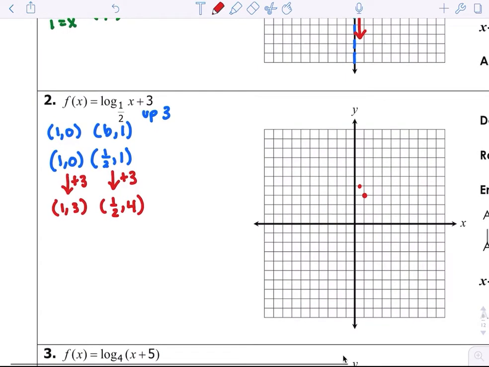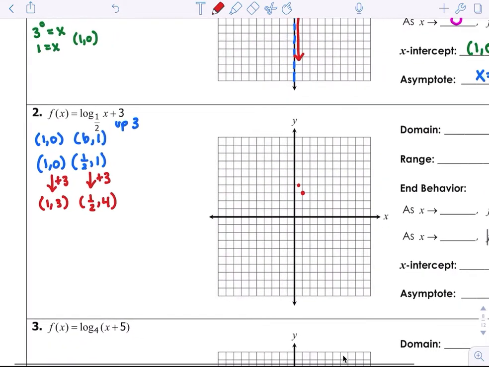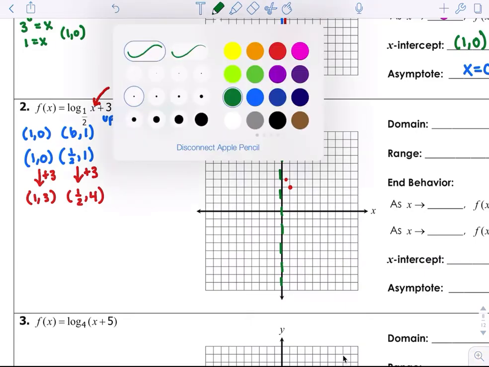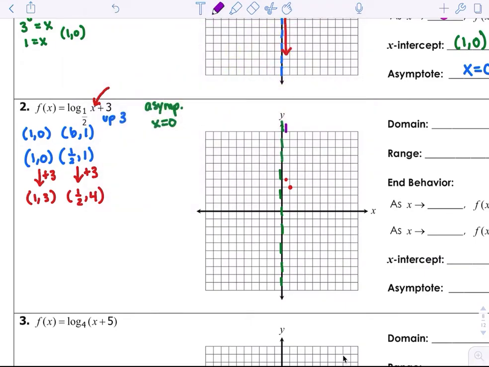All right. So now let's get your asymptote first. So set this equal to 0. So your asymptote is x is equal to 0. So we're going to plot that. And now we can finally graph. So here's your graph of your function.